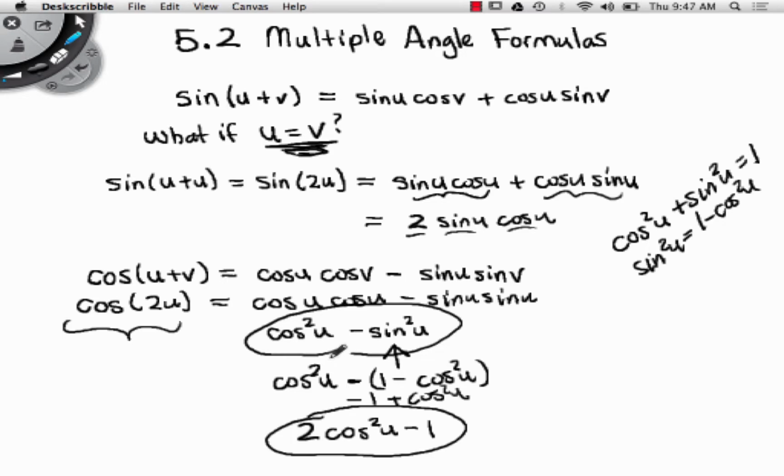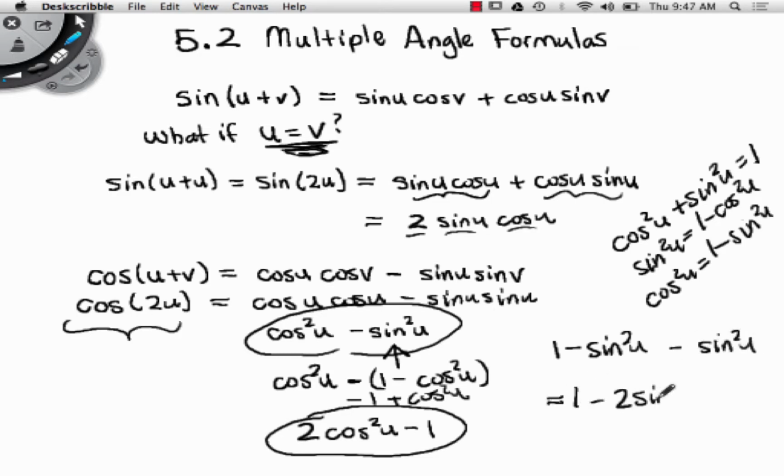Could you also have 1 minus? Yep. I could replace cosine squared u with 1 minus sine squared u. So I could also say 1 minus sine squared u, replace that here, minus sine squared u, and that gives me 1 minus 2 sine squared u. And so it turns out that for the cosine of 2u, I have 3 potential answers.